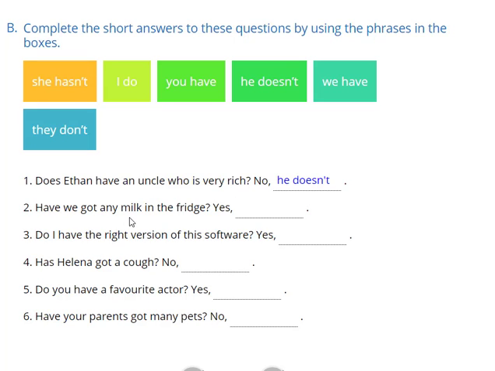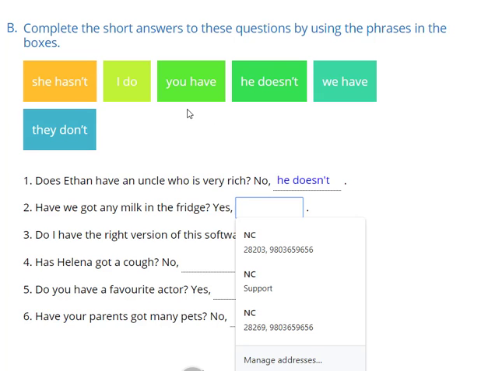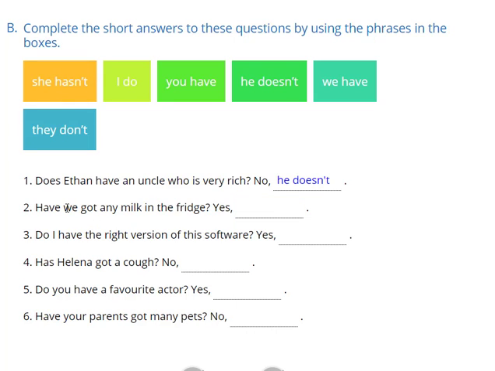Okay. Have we got any milk in the fridge? Yes. Yes, she hasn't got any milk in the fridge. Remember, we're talking about we. Yes, I do. Yes, you have. Yes, he doesn't. Yes, we have. Yes, they don't. Which one is it? So it's actually yes, we have.